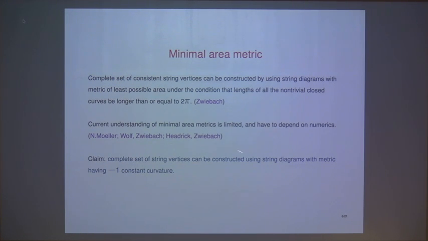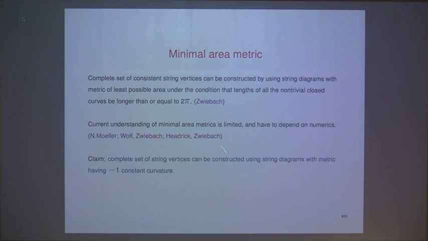Unfortunately, our current understanding of minimal area metric is limited, and you have to depend on numerics to explicitly construct this metric. So to get a calculable formulation of closed string theory, either you have to understand minimal area metric further, or you have to find a new construction for the string vertices. And I chose the second route.